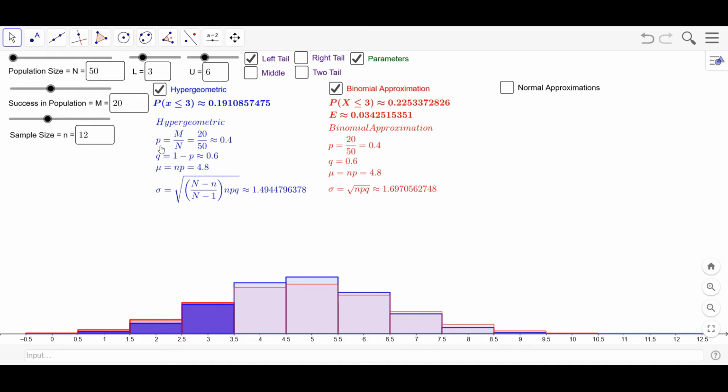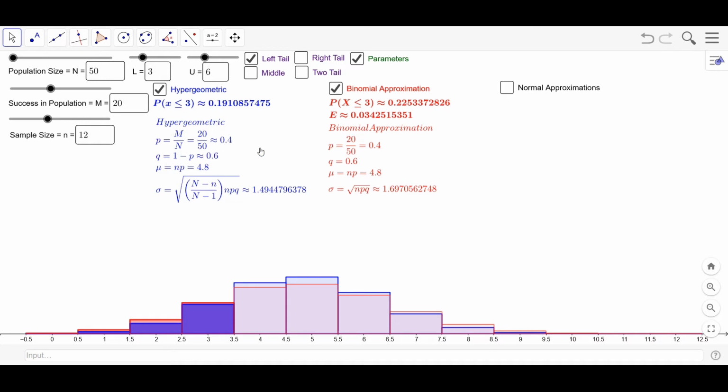But in hypergeometric, the selection is done without replacing them. So we do not put the item that we select the first time back in with the next selection. So the first selection will be out of 50, the second selection will be out of 49. The binomial, however, is the same thing as hypergeometric, except that we put it back in each time. So the selection is done with replacement.